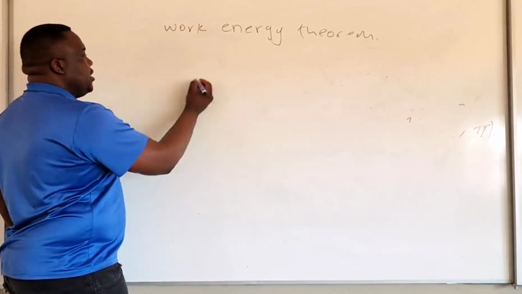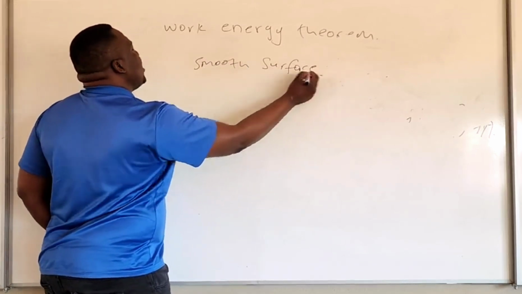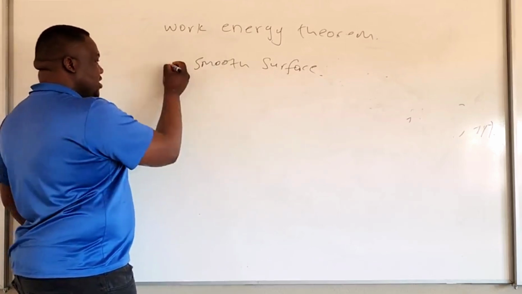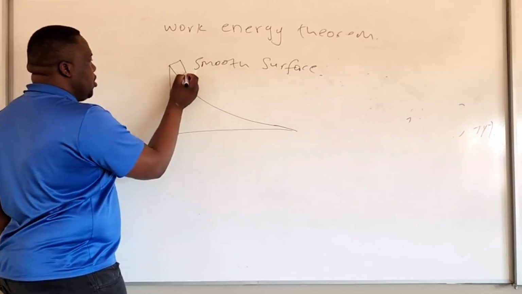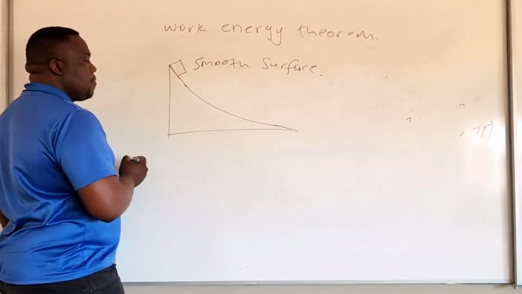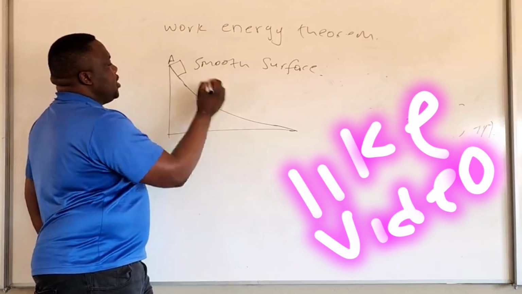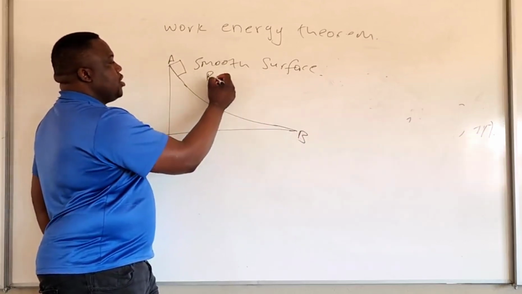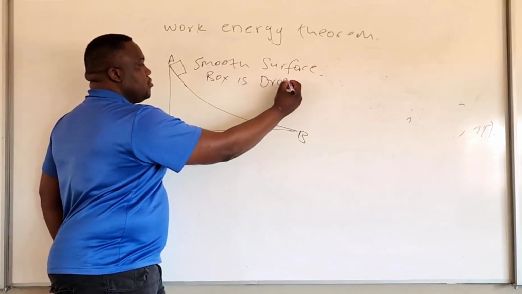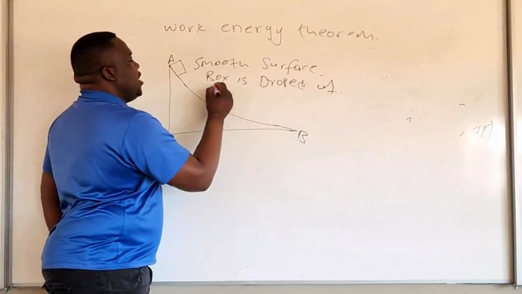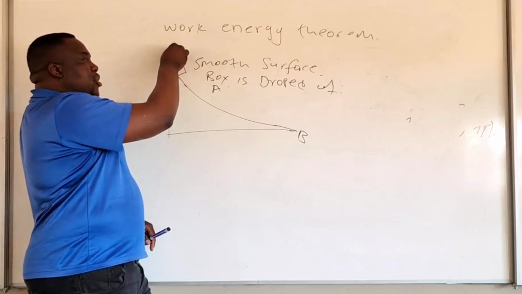Okay, look at this. Here's a smooth surface. I'm saying that the surface is smooth, right? Here is the smooth surface and there is a box there. This box was dropped. Here is point A, this is point B. The box is dropped at A, meaning that someone came with a box and left that box at A.